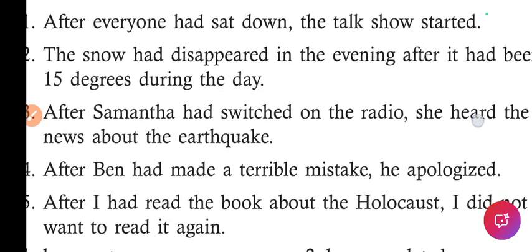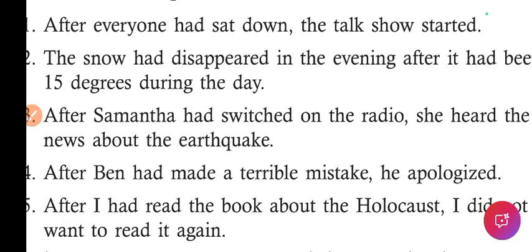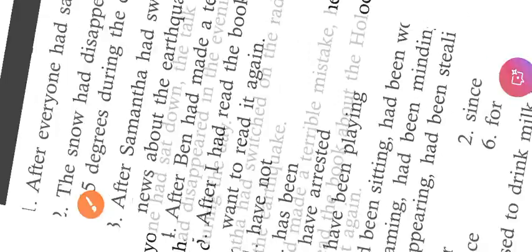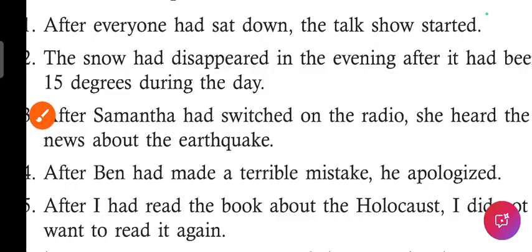Alright, so after I had read the book about the Holocaust, I did not want to read it again. So the work that happens first we put in past perfect, and the work that happens later we put in past indefinite. Okay? So this is the way to solve.